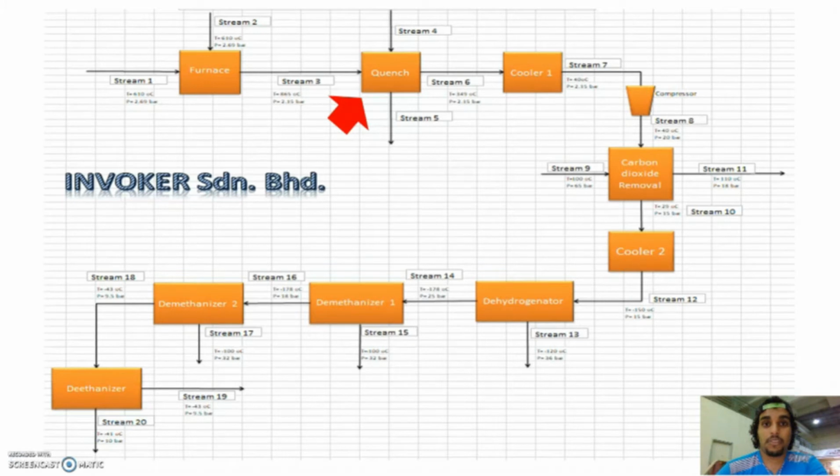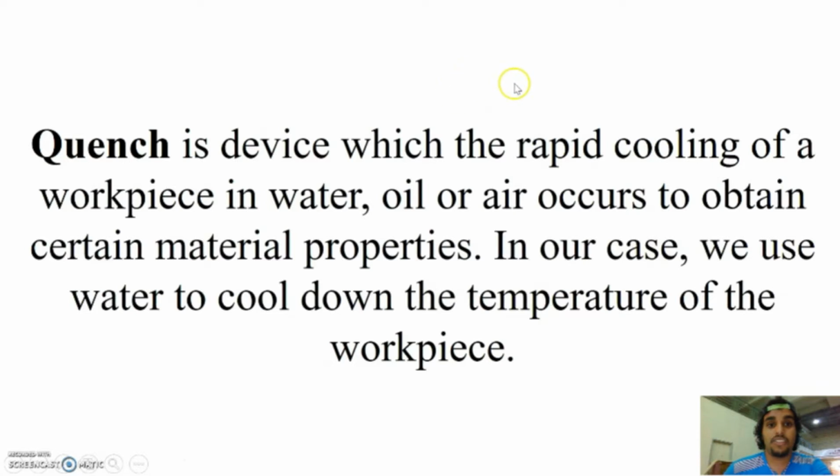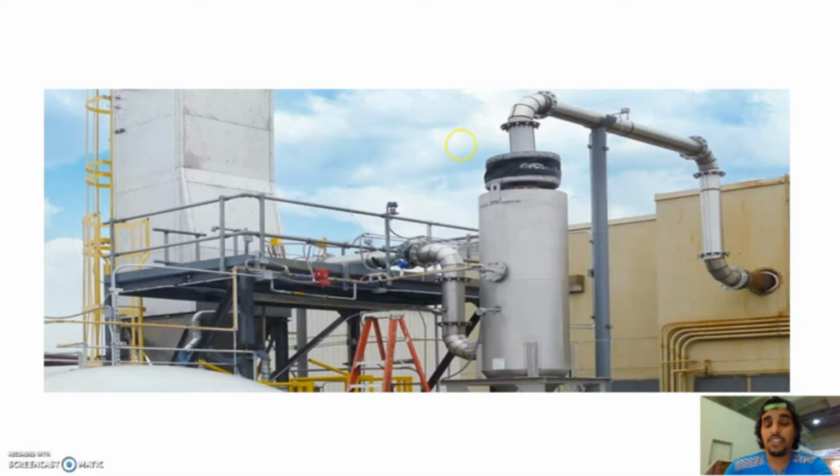Now I'm going to talk about quench. So the component and the composition are the same at quench. There is no reaction like furnace. So quench is a device in which rapid cooling of the workpiece in water, oil, or air occurs to obtain certain material properties. In our case, we use water to cool down the temperature of the workpiece. This is the example for quench.